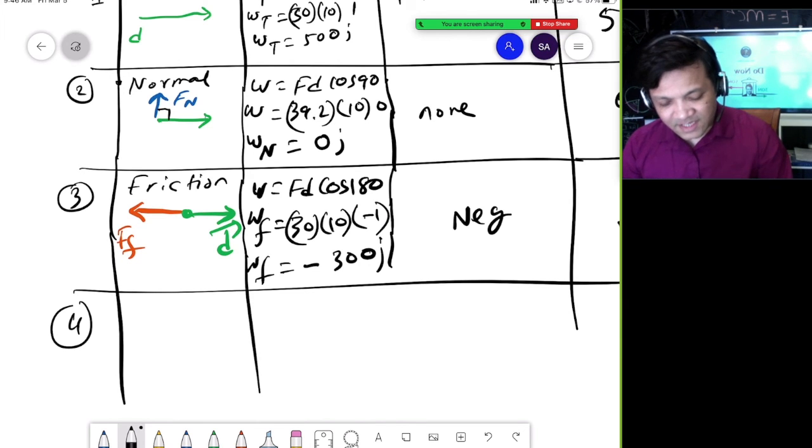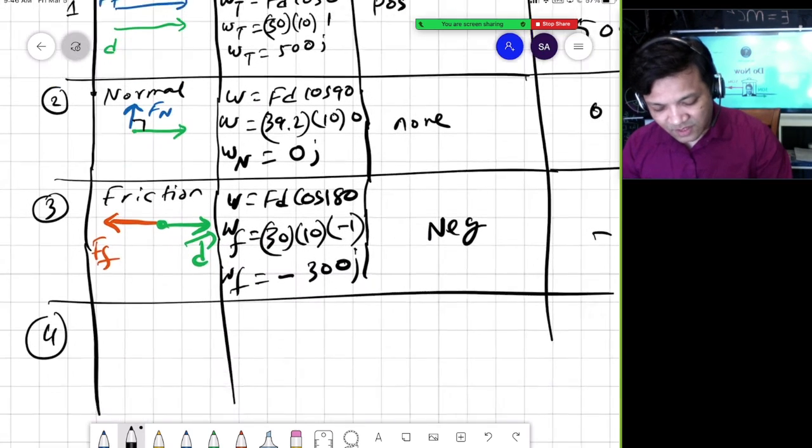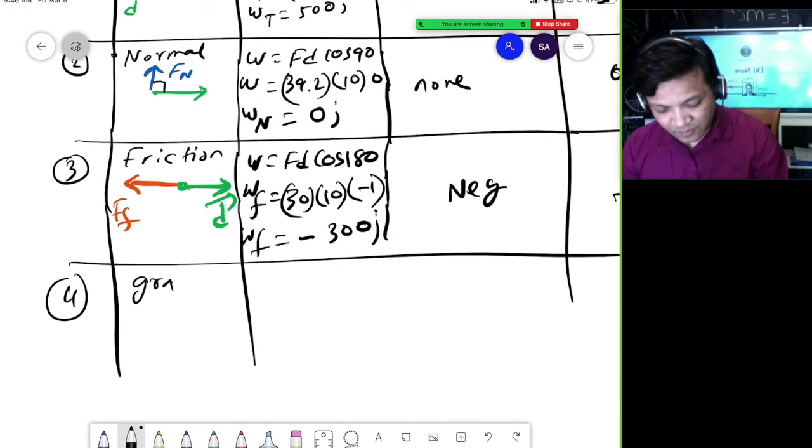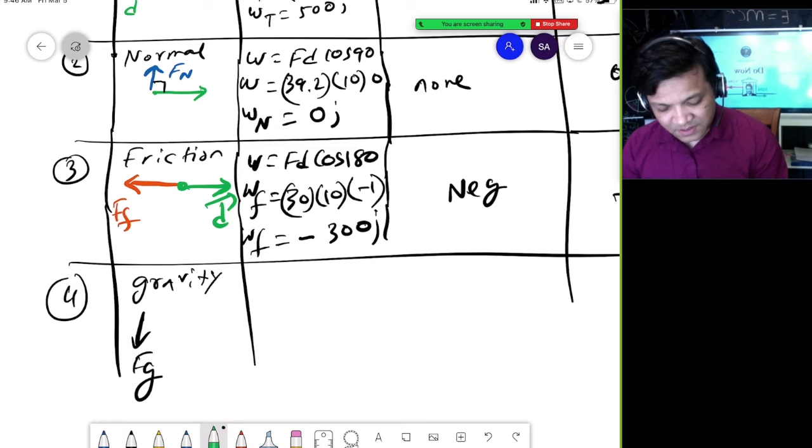Scenario number 4, as you see, is gravity. Work done by gravity. So let's write work done by gravity. So work done by gravity is what? Let's see. This is the gravitational force acting on the box, and this is the displacement. This is the displacement vector. So the relationship between these two is also 90 degrees.